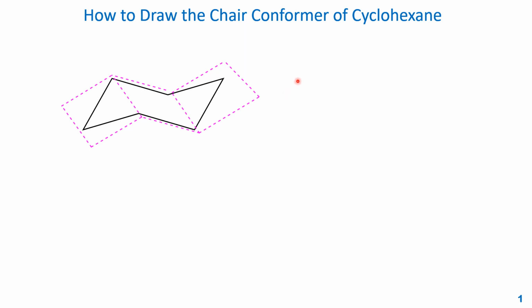And this is the most stable because all the carbons here have the tetrahedral bond angle of 109.5 degrees. That's the standard tetrahedral angle. There is no ring strain in this chair conformation. That's why this is the most stable.